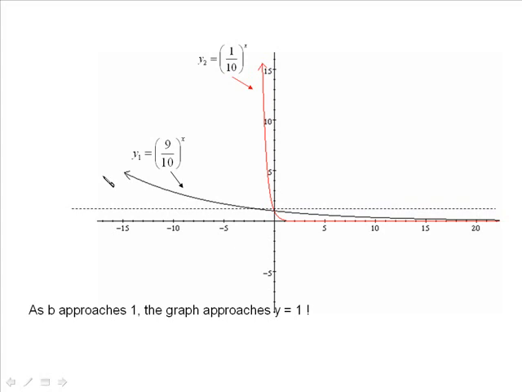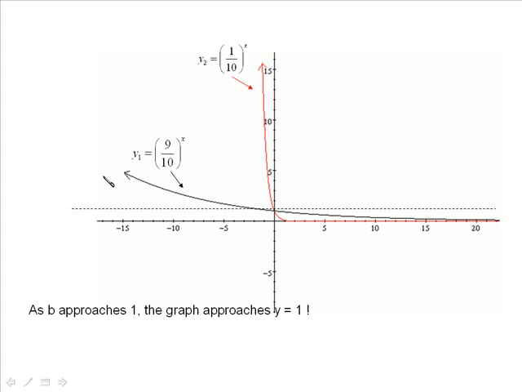As b approaches 1, the graph approaches y is equal to 1. In other words, the closer the base is to 1, which 9 over 10 is fairly close, that's 0.9, the more your curve is going to become like a straight horizontal line. And that's important because in some of the applications we look at, where you have a base of 1.02, they really look like they're just straight horizontal lines.